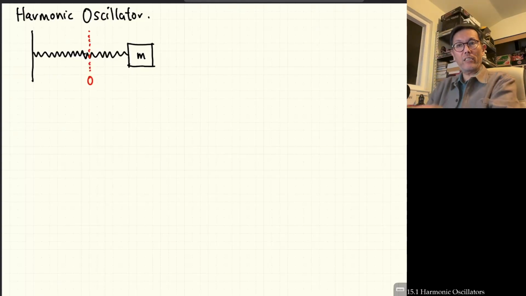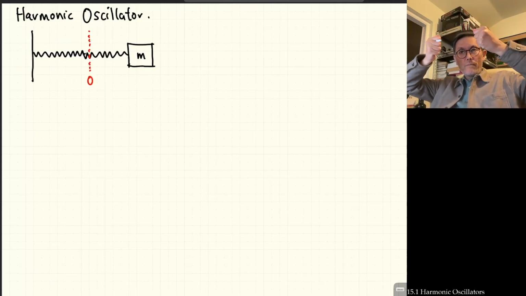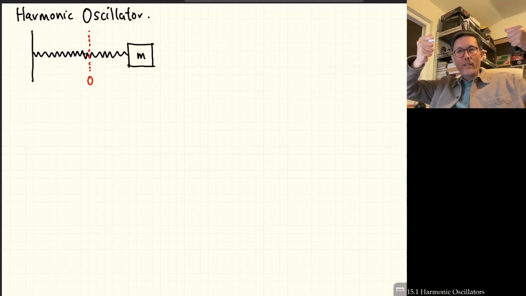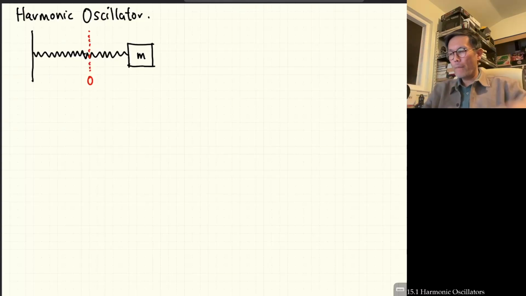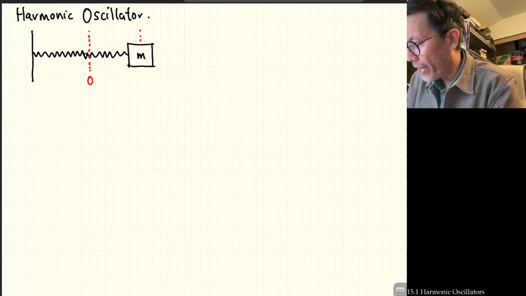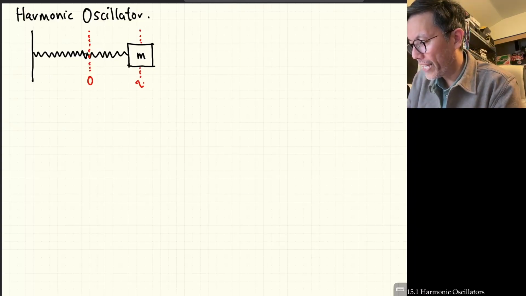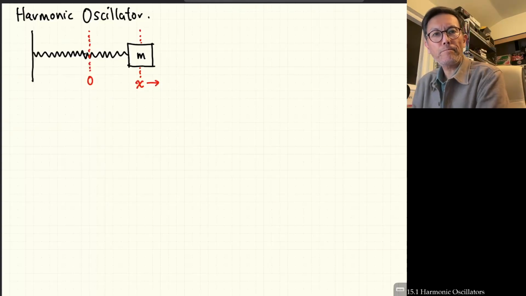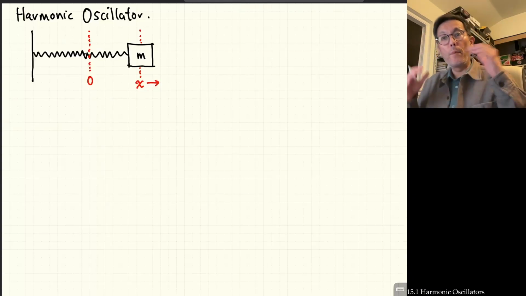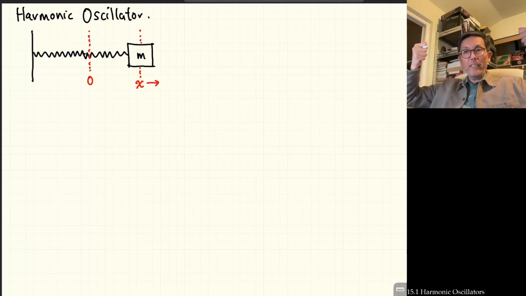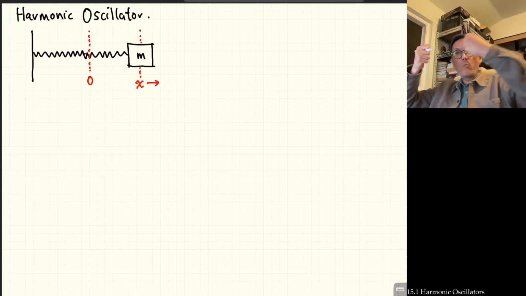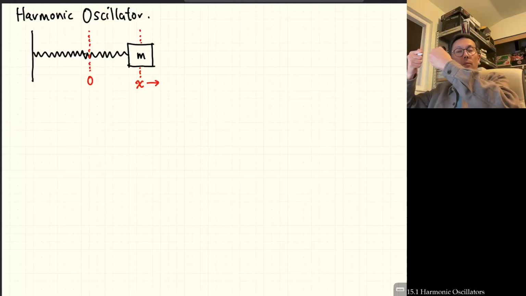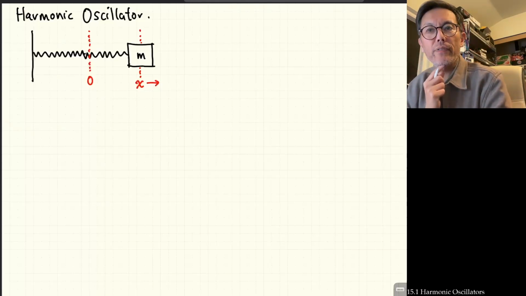So right now, as depicted, this mass is stretched out. This spring is stretched, okay? And we'll call the position of that object x. And we're going to take x to be positive in this direction. This is the direction of increasing x. So when the spring is extended beyond the equilibrium position, we'll say that x is positive, and when the spring is compressed, we'll say that x is negative.